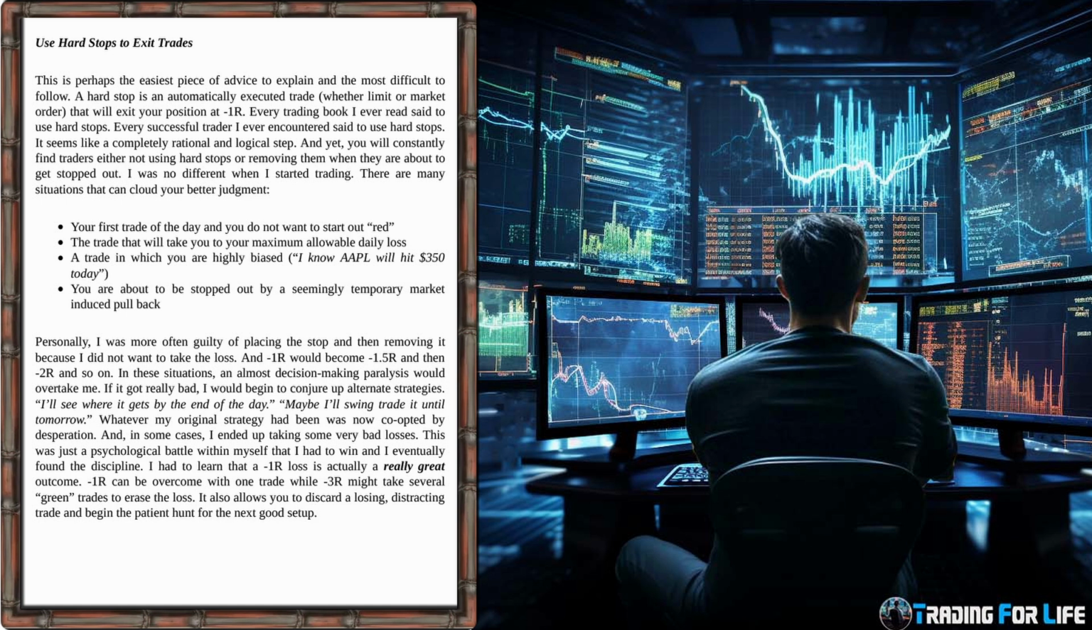This was just a psychological battle within myself that I had to win, and I eventually found the discipline. I had to learn that a -1 R loss is actually a really great outcome. -1 R can be overcome with 1 trade, while -3 R might take several green trades to erase the loss. It also allows you to discard a losing, distracting trade and begin the patient hunt for the next good setup.